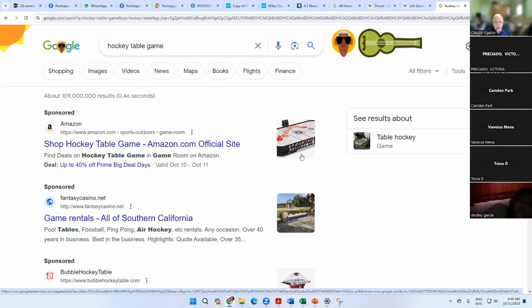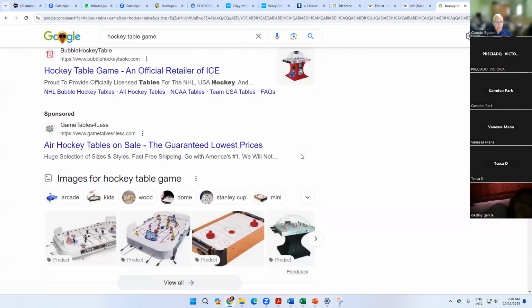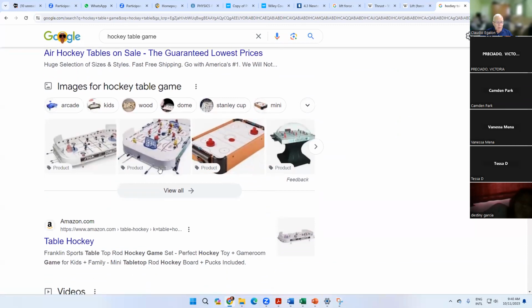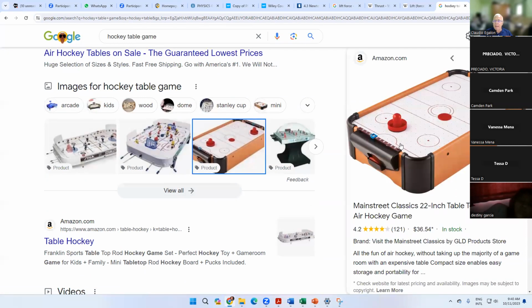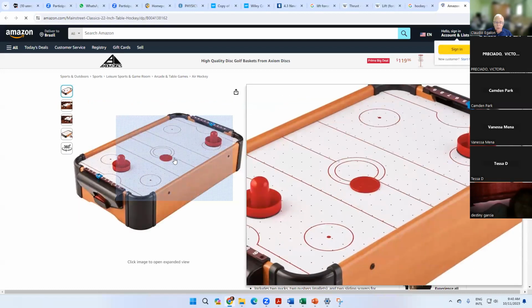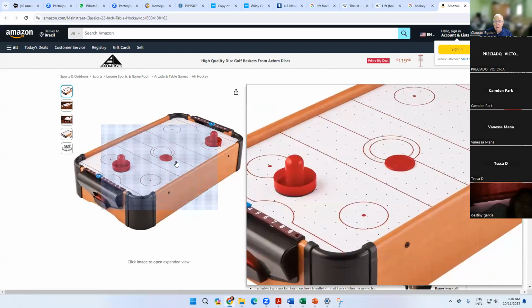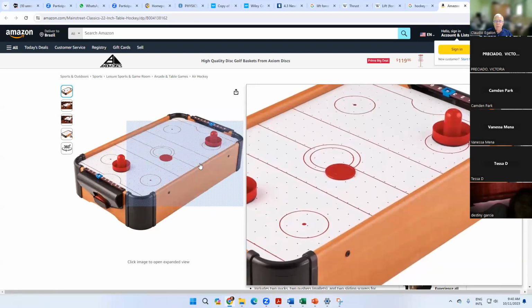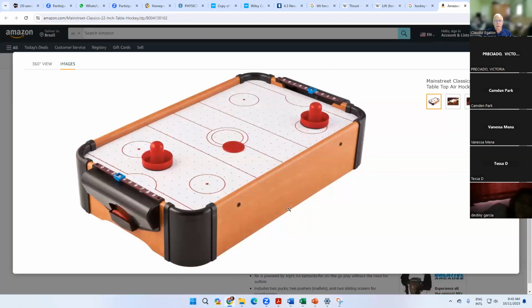Okay, so what is this hockey table game? It's just a regular, flat table with a bunch of holes here. You must have played that game, right? See the holes here in the table? And then you pump air into this table.